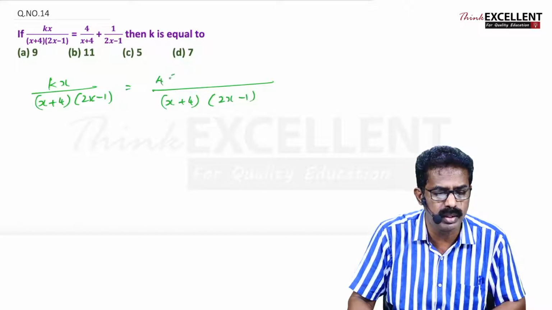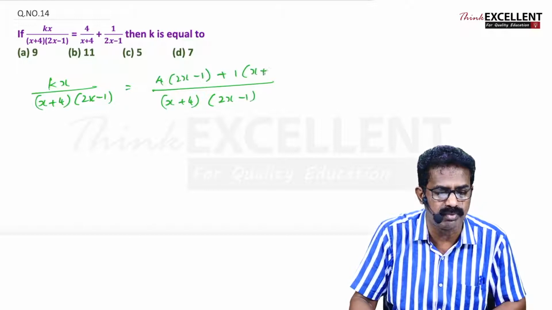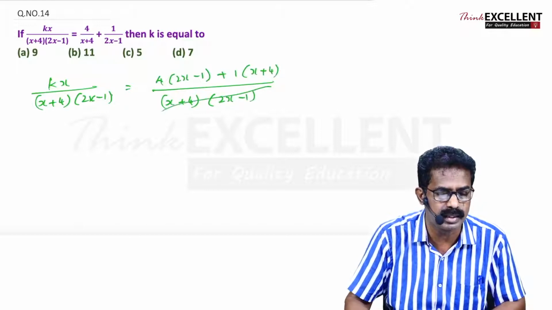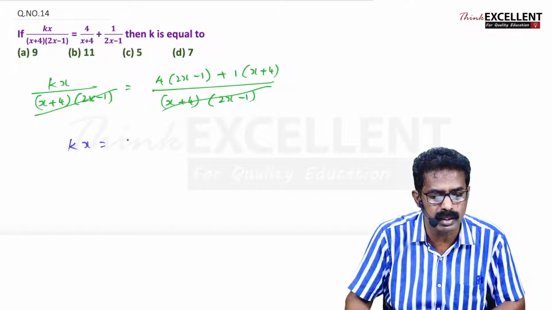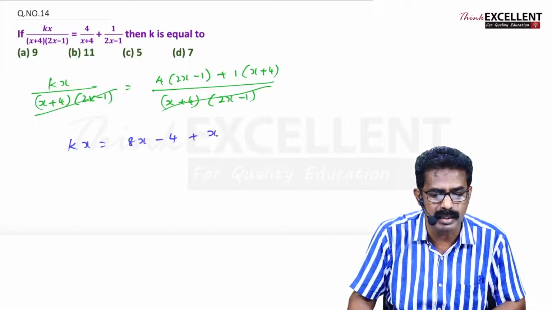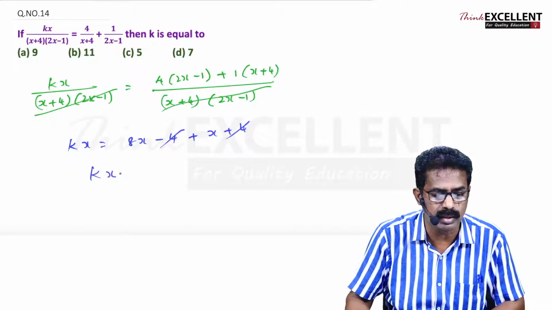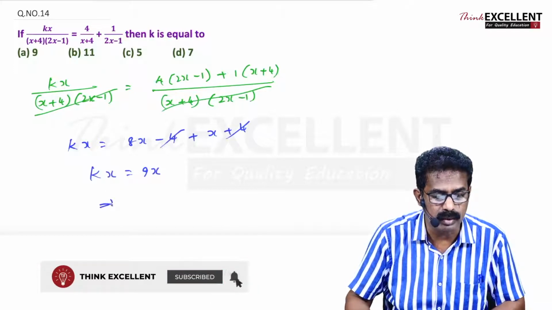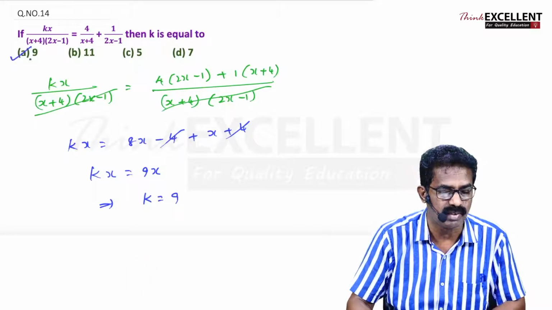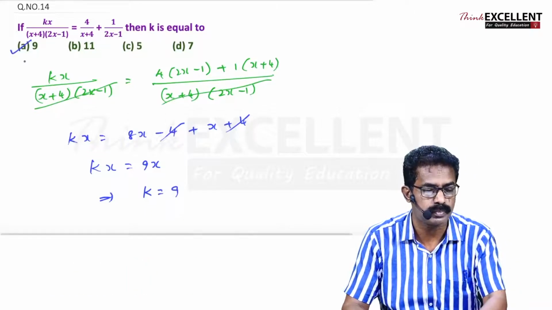You will get 4 into (2x minus 1) plus 1 into (x plus 4). In both the cases, cancel the denominator. So kx equals, expand the numerator, 4 twos are 8x minus 4, plus 1 into (x plus 4), so x plus 4. These two cancel. You are getting kx equal to 8x plus 1x, which is 9x. Comparing, equate the coefficients, you get k equal to 9. So the first option is the correct one.